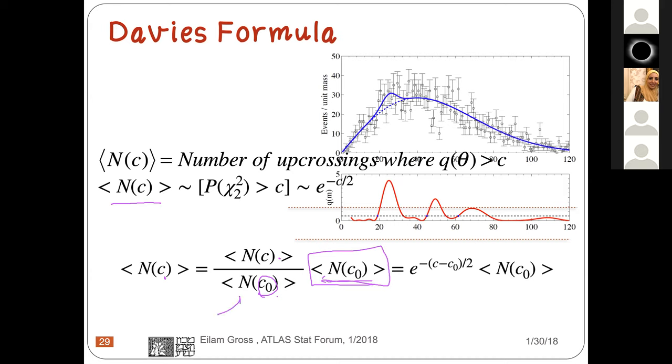But how do we determine this ratio? That's easy. It's simply e to the minus c over 2 over e to the minus c0 over 2. So it's e to the minus (c minus c0) over 2, this ratio here. So N(c) is e to the minus (c minus c0) over 2 times N(c0). This was so simple that nobody thought about it before we came in 2010. So simple.